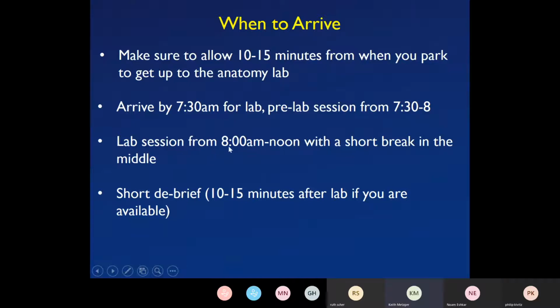The lab session runs from 8 to noon, and as you saw, there's a short break in the middle. And if you're available, we'd love to have you stay for an extra 10 to 15 minutes after the lab in order to do a short debrief. Find out, what did the students know, what did they not know, where did they struggle, how can we improve this in the long term for the next year, and how can we improve this in the very short term.